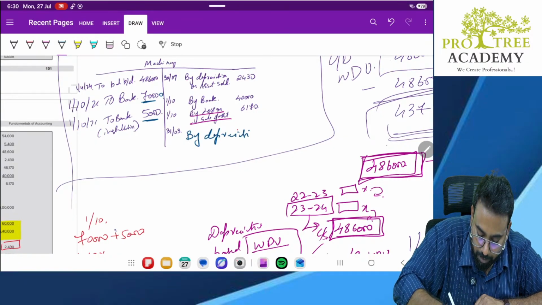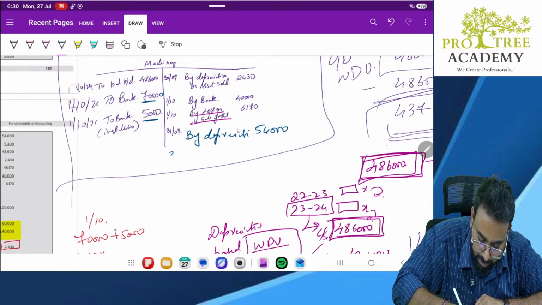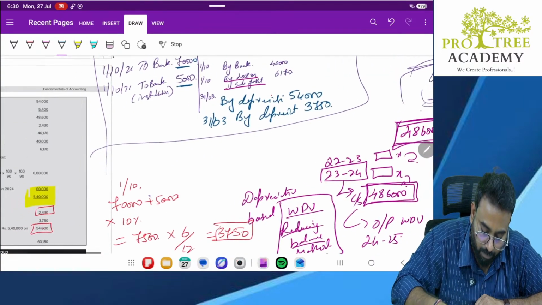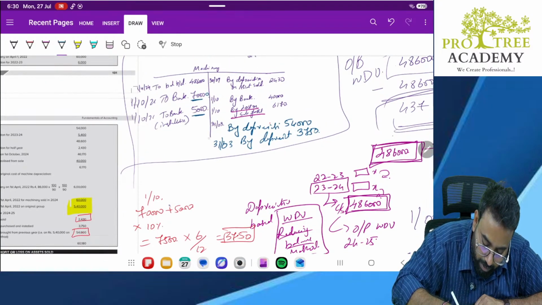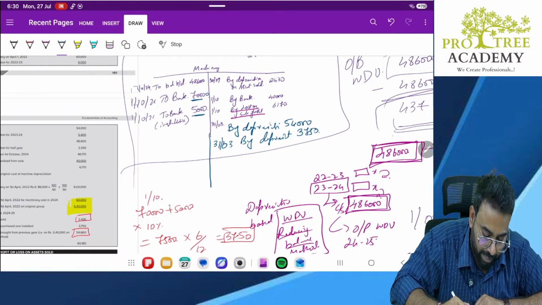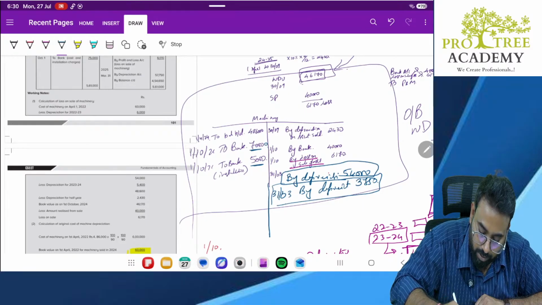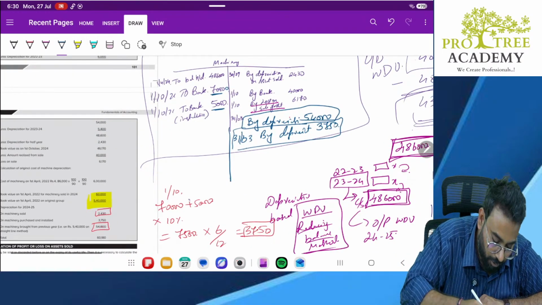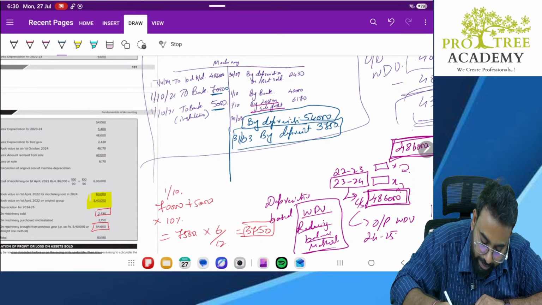One is our 54,000, that is on the existing machinery. One more is our by depreciation on our new machinery, that will be 3,750. Am I clear? Any doubts in this? In our last class we had discussed till this, but now we again revised it, and this one also we understood. Am I clear? Any doubt in this part? If you want to calculate, you can calculate the total. If you can help me in calculating the total, it will be great.